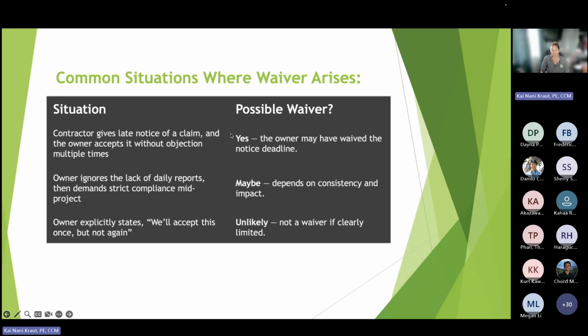Contractor gives late notice and the owner accepts it without objection multiple times. Did we waive it? Yes, the owner may have waived the notice deadline. The owner ignored the lack of reports and demands strict compliance mid-project. So they did it. They didn't do it at the beginning. Now they're doing it. Maybe, because it depends on consistency and the impact of that consistency. And if the owner explicitly says, we'll accept this once, but not again, it's not a waiver if clearly limited.